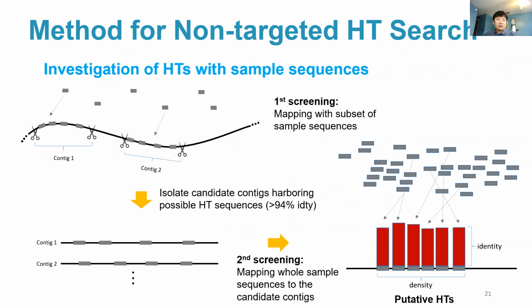Different from the targeted method, we used a 100 megabase size subset of sample sequences in the first screening. All the rest of the methods are identical with those of the targeted method.